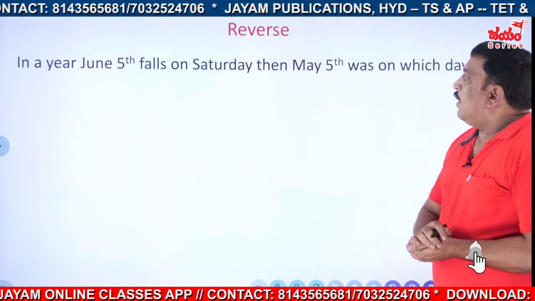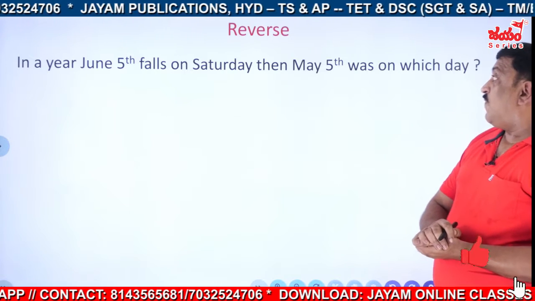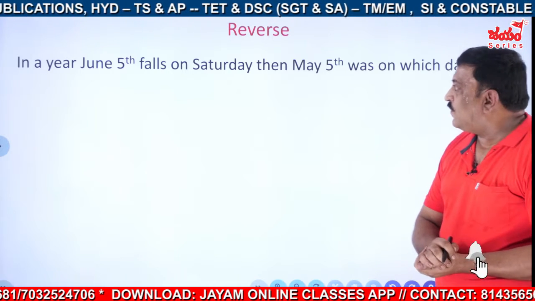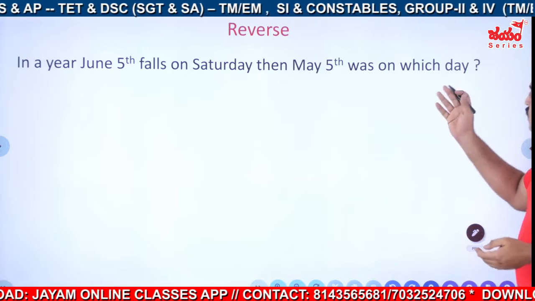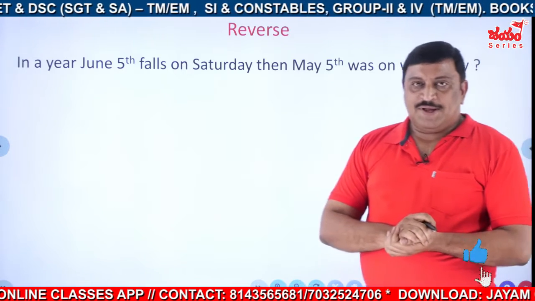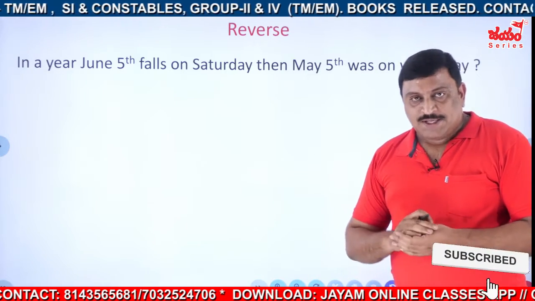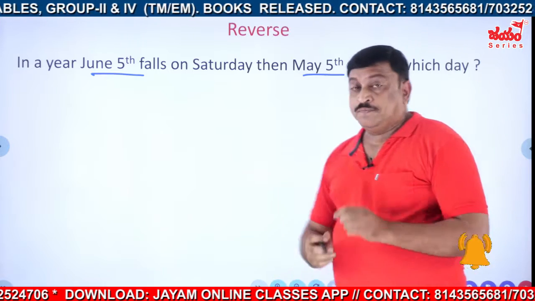Okay, see this question. In a year, June 5th falls on Saturday. Then May 5th was on which day? So it is May to June, is it not? Everybody will try this one.